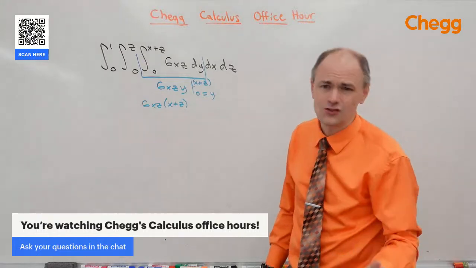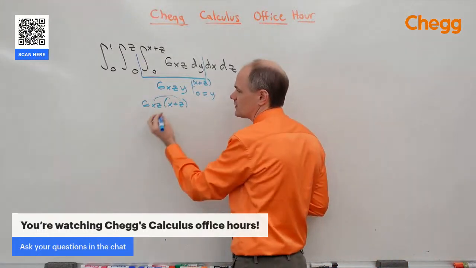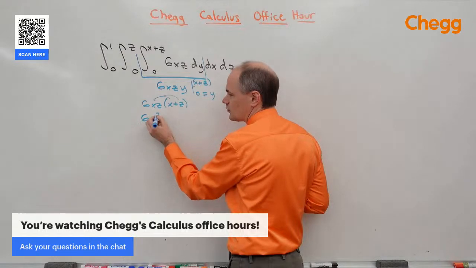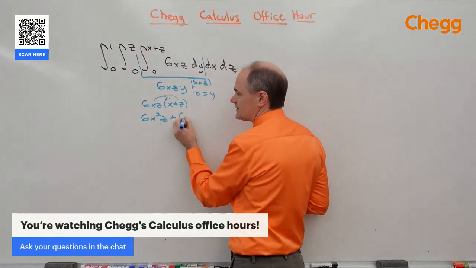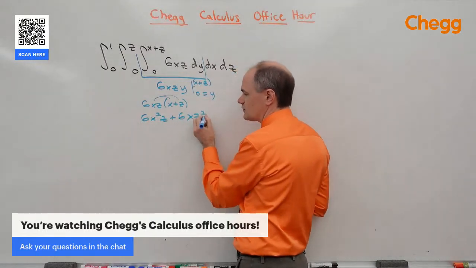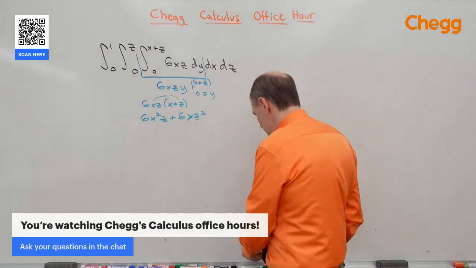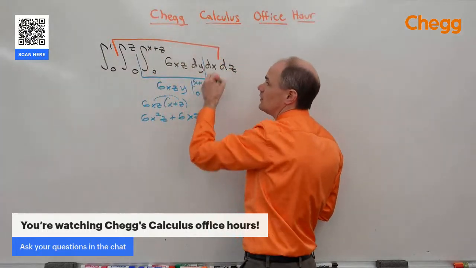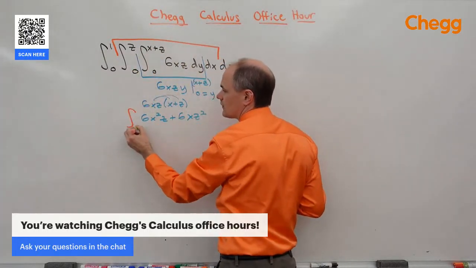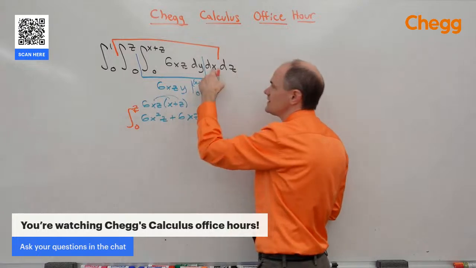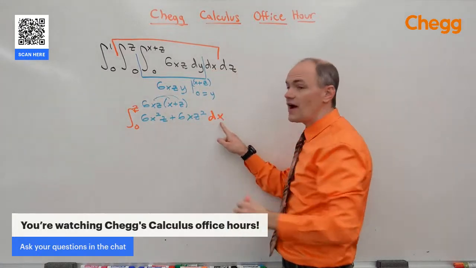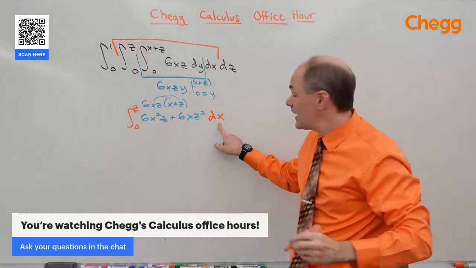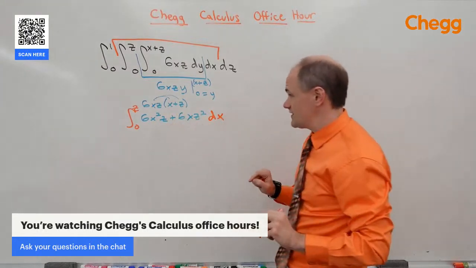Well, let's do a little algebra. Let's simplify it. Let's distribute. So we're going to have 6x squared z plus 6xz squared. Now this is going to have wrapped around it the second integral, which is going to be the integral from 0 to z dx, which means now x is my variable, and I'm going to treat the z's like they're a constant.